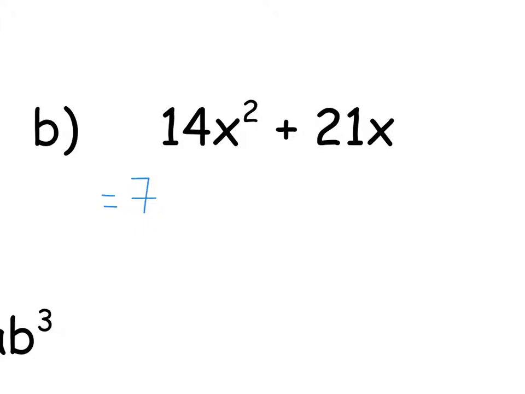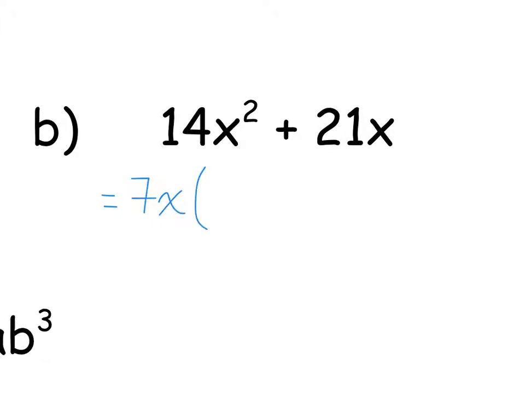Now, next, I'm going to look at my variable component of the term. So I have two factors of x here, and only one factor of x here. So in terms of what these have in common, the greatest number of x's that they have in common is 1. This one only has 1x to donate, and this one has 2. So I can't pull out 2 factors of x because the 21x only has 1 factor. So I'm going to pull out just that 1x. So that's what they have in common.